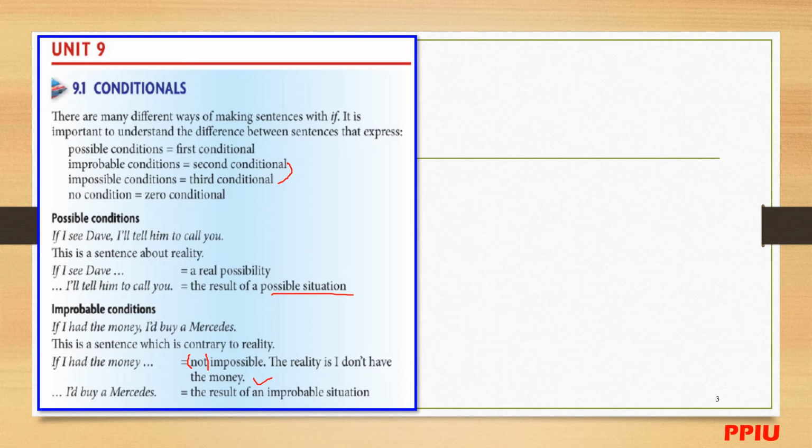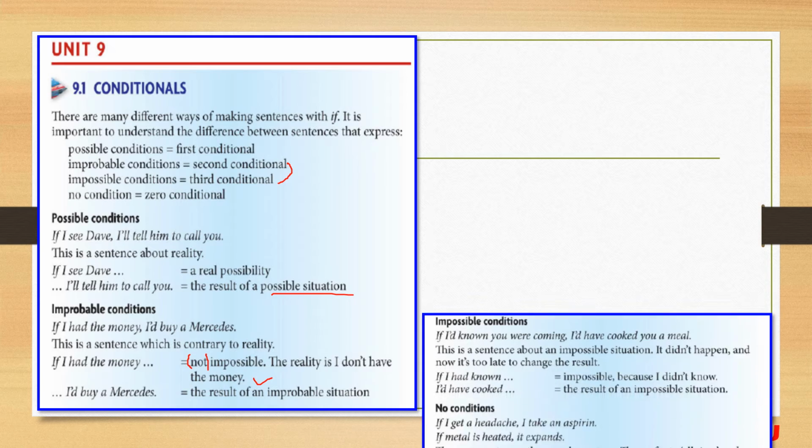I'd buy a Mercedes, the result of an improbable situation. Okay, because I have no money, you cannot buy the Mercedes. So you don't have the money, so the result is based on this one, this one is impossible, the result will be impossible the same, right? Okay, that's it and we will discuss more if you have some questions.